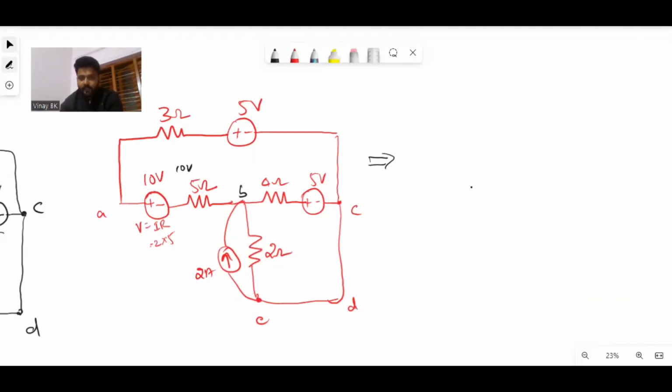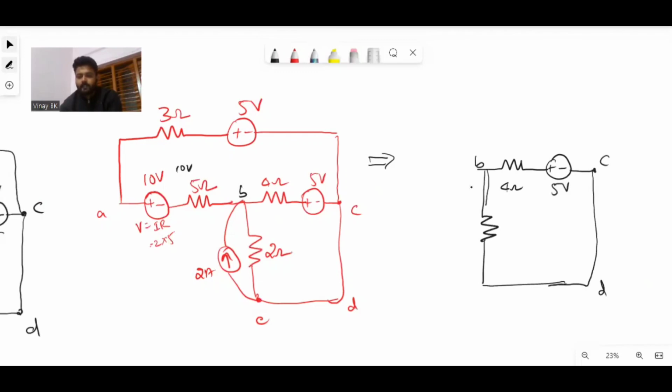So B is here. B to C, I'll write as it is, there will be a 4 ohm resistor and 5 volts voltage source plus minus, 4 ohm, B, and there will be C. And also B to E, there is a 2 ohm resistor, and the rest will be shorted here. C, C, D, E. There will be the current source as it is as per the problem, 2 amperes, 2 ohms. So here, how can you write now?